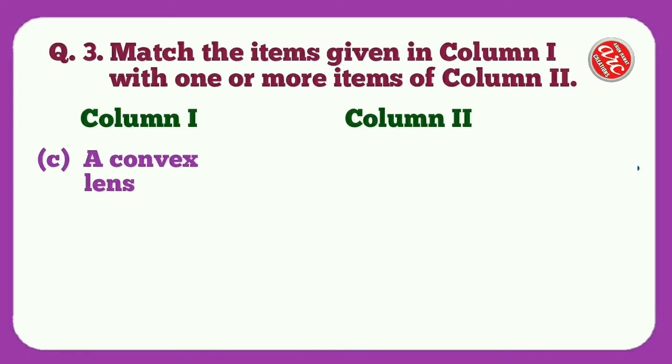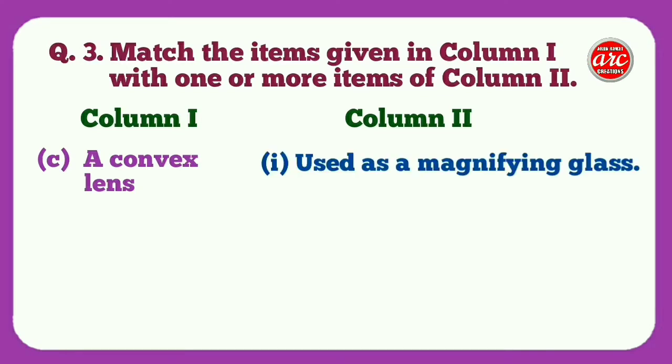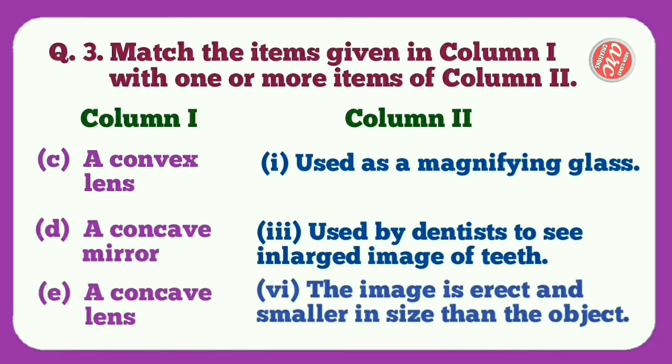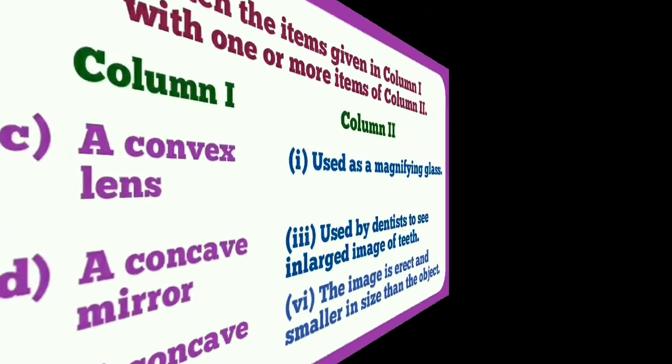C. A convex lens. Matches with number 1. Used as a magnifying glass. D. A concave mirror matches with 3. Used by dentist to see the enlarged image of teeth. E. A concave lens matches with number 6. The image is erect and smaller in size than the object.